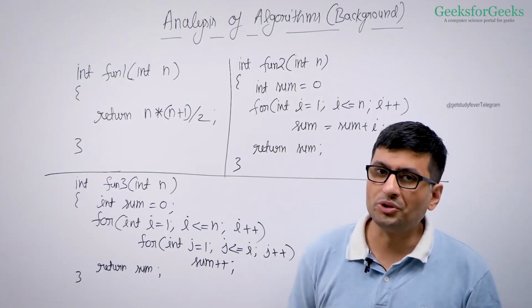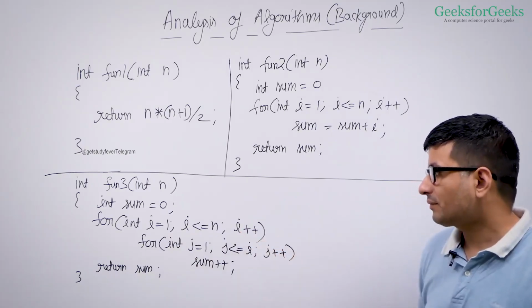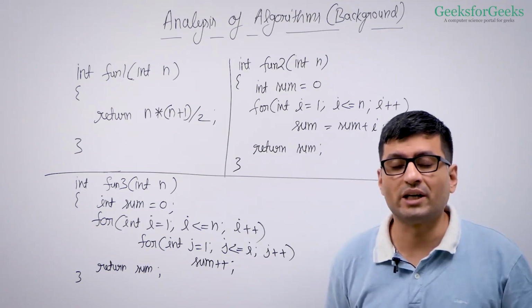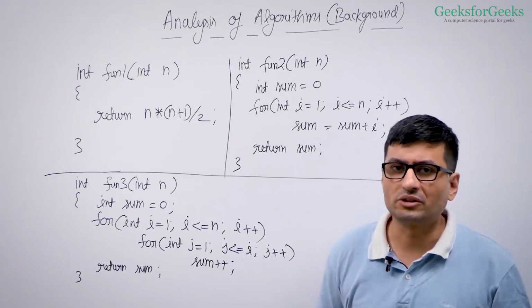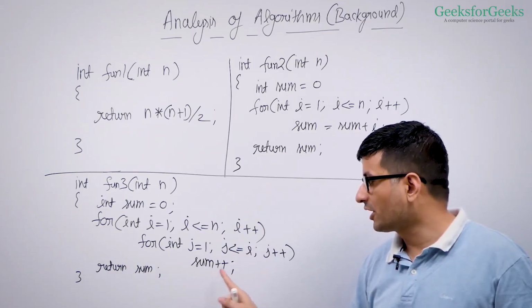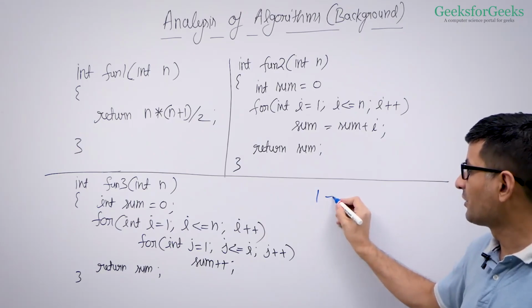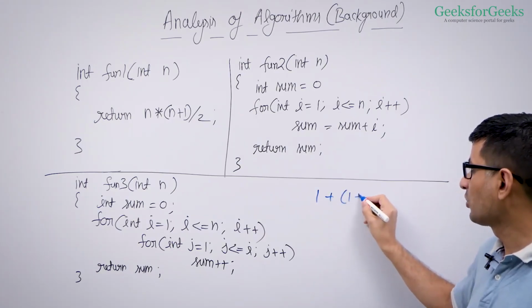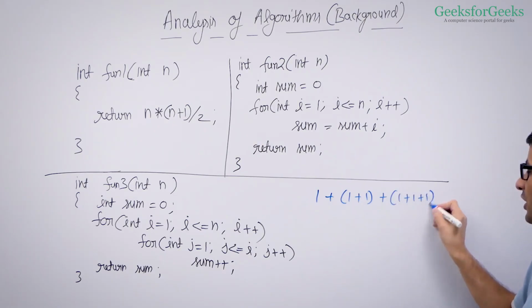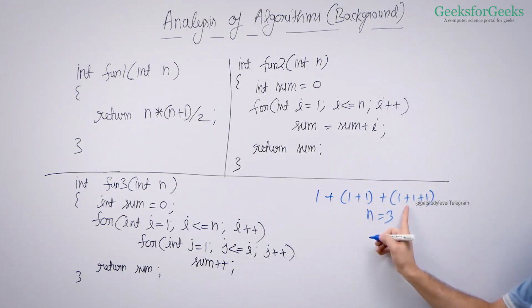What this third solution does, it goes from i equal to 1 to n, and for every i, it increments the sum by 1, i times, right? So we need one more loop inside it to increment the sum i times. So for i equal to 1, it increments the sum once, then increments the sum 2 times, then increments the sum 3 times. So this is what it does for n equal to 3. So you get the sum 1 plus 2 plus 3, right?